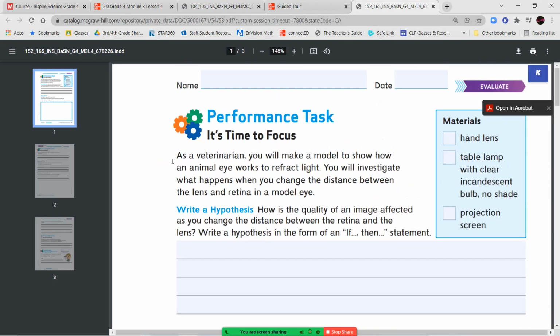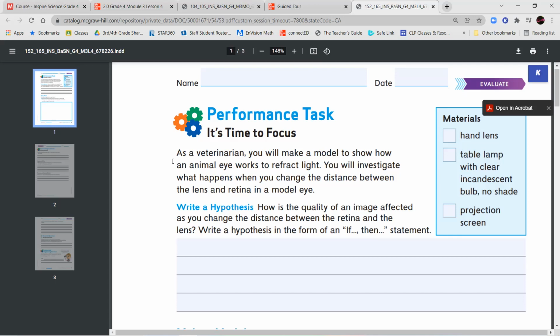As a veterinarian, you will make a model to show how an animal eye works to refract light. So remember, refract means to bend light. You will investigate what happens when you change the distance between the lens and retina in an eye model. How is the quality of an image affected as you change the distance between the retina and the lens? Write a hypothesis in the form of an if-then statement. So if I do this, then this is going to happen.